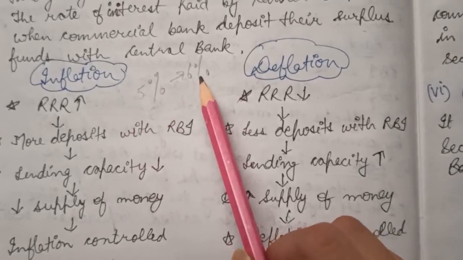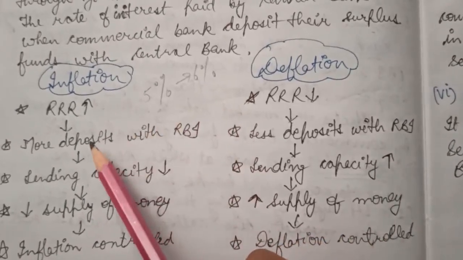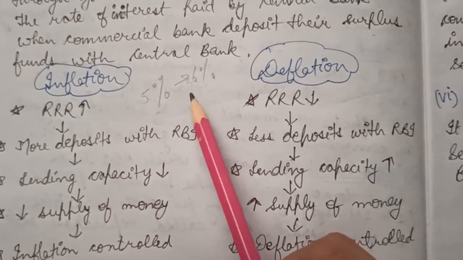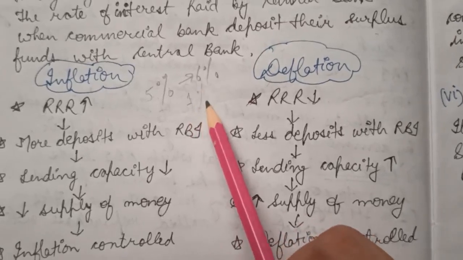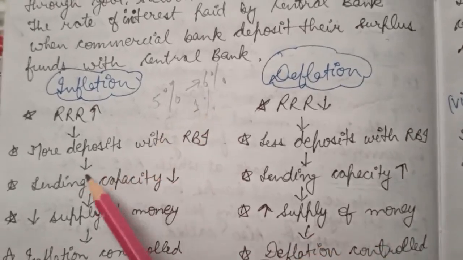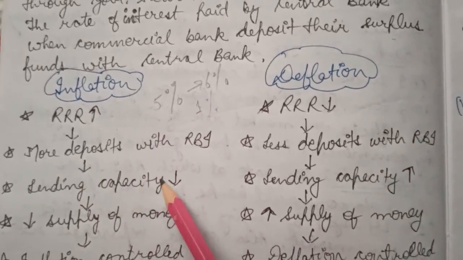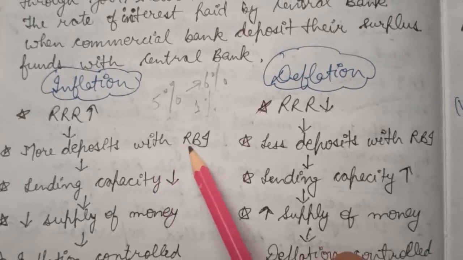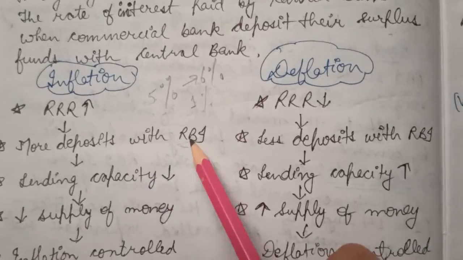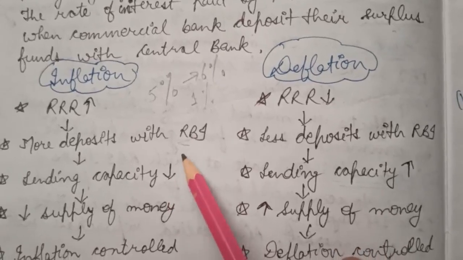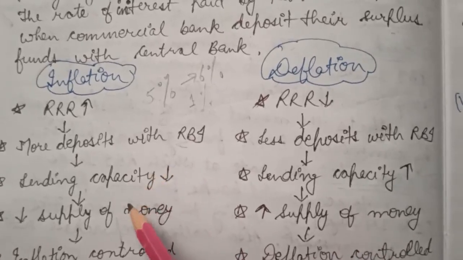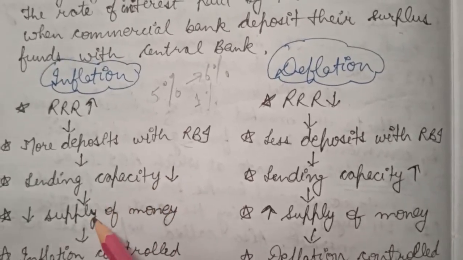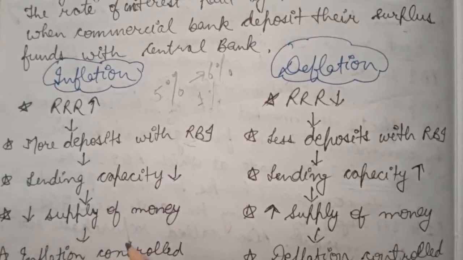to 6%. Then in that case, the commercial banks will keep more deposits with the Reserve Bank of India, because they are getting an extra 1% interest on their deposits, because of which the lending capacity or the credit creation capacity of the commercial banks will decrease, because जो उनके deposits होंगे वो ज़्यादा हो जाएंगे with the RBI for generating the interest income, and their credit creation capacity will decrease in this case. Further, when the lending capacity or the credit creation will decrease, the supply of money will also decrease in the economy, and similarly the inflation will be controlled.